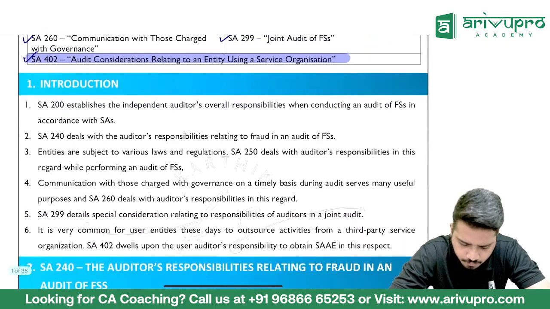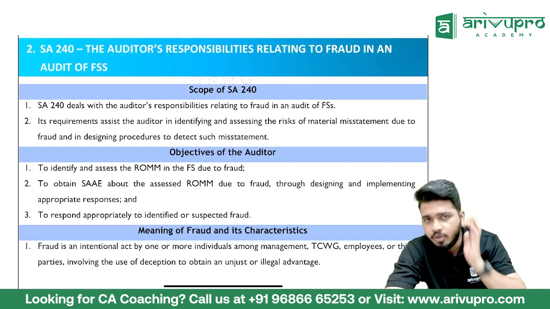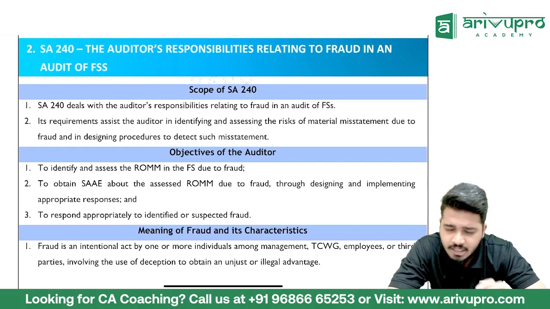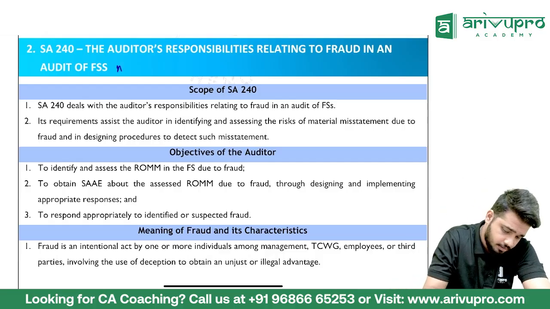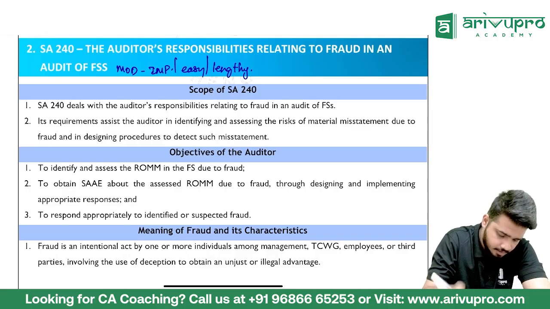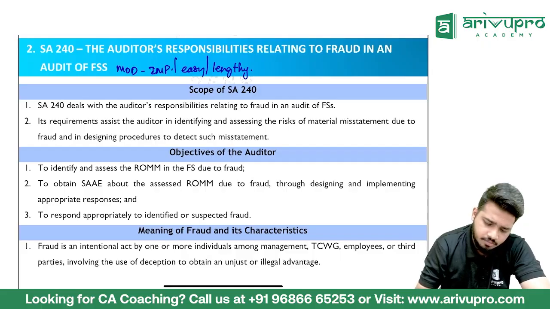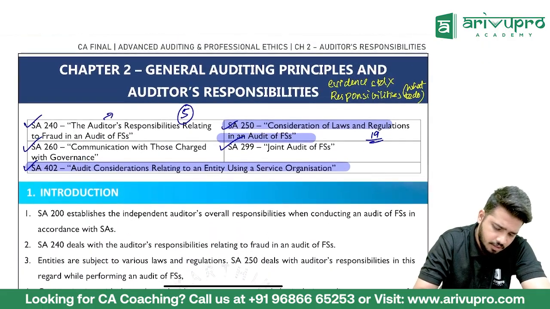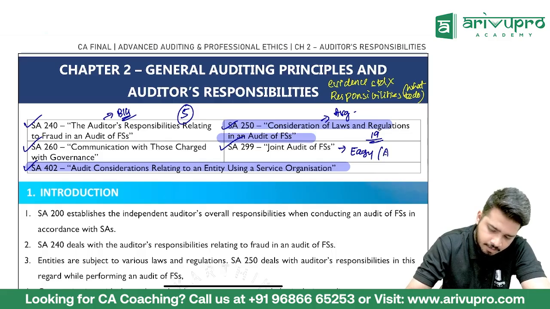Let's talk about SA 240. SA 240 is, I would say, a moderate to important range standard. Easy standard, not chapter, easy standard, moderate to important range, easy and lengthy. After that, SA 250, I'll write here only. This is a big standard for you. This is an average standard for you. This is an easy standard for you. I will still write average, but this is easy.